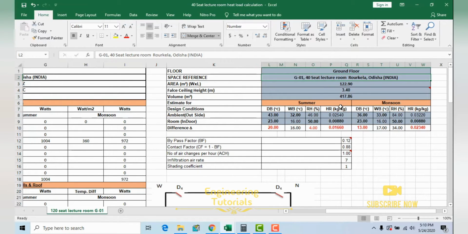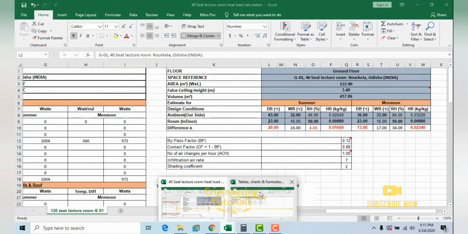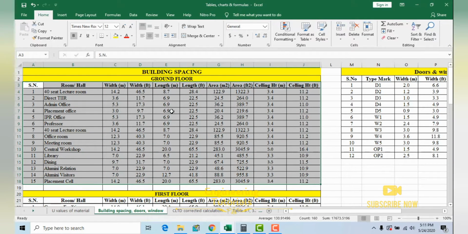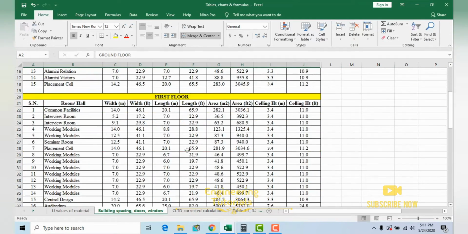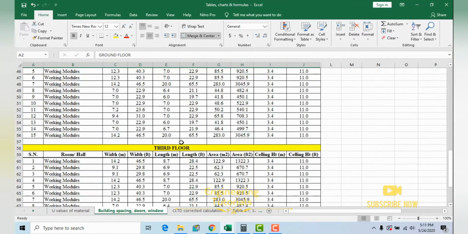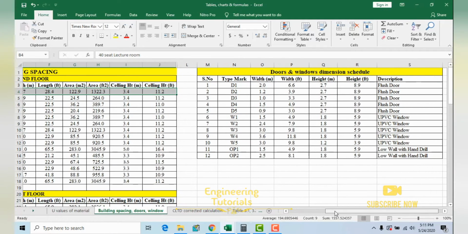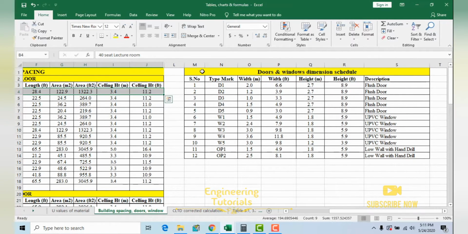Actually, I have divided this video in 3 or 4 parts. If you see the space schedule over here, building space schedule, there are so many rooms here, and it consists of 4 floors: ground floor, first floor, second floor and third floor. So today in this video I'm gonna discuss this 40 seat lecture room heat load calculation for summer as well as monsoon conditions. As you see that doors and windows schedule is also given over here.